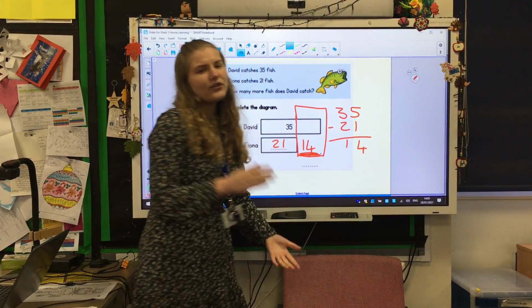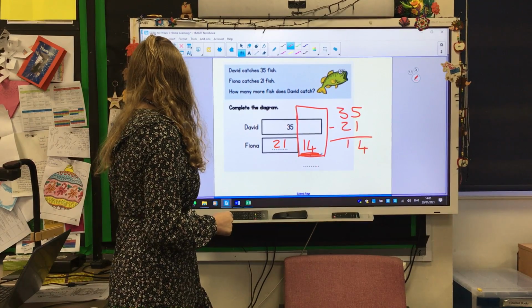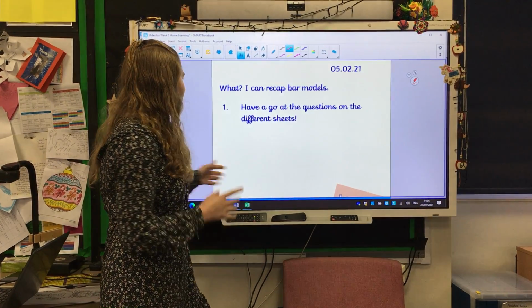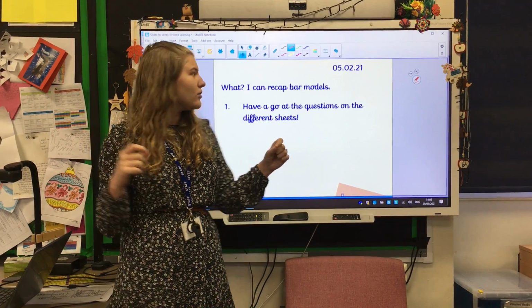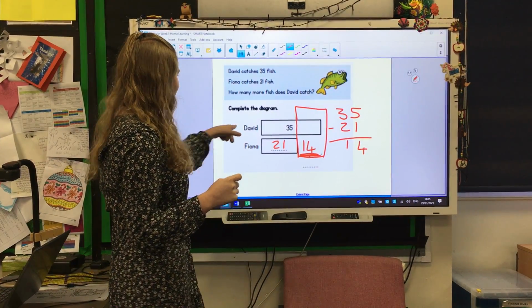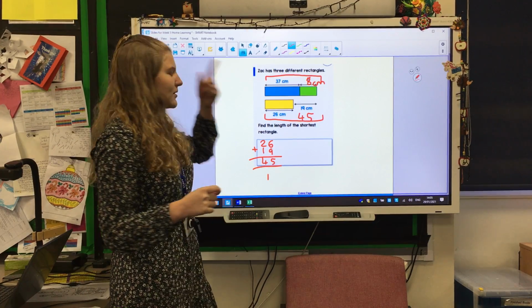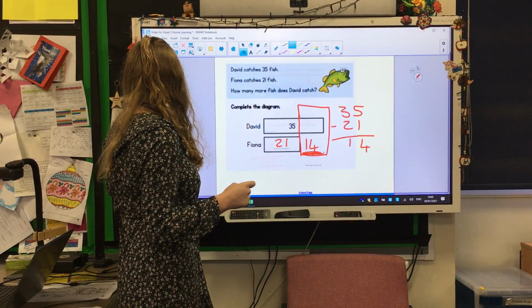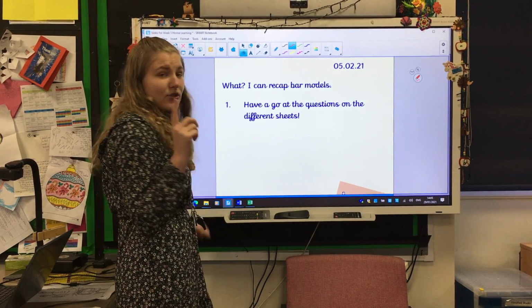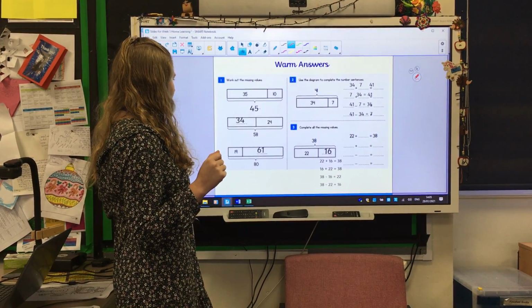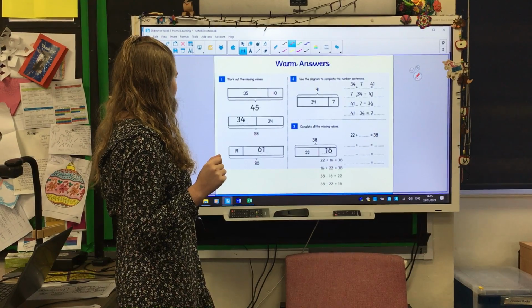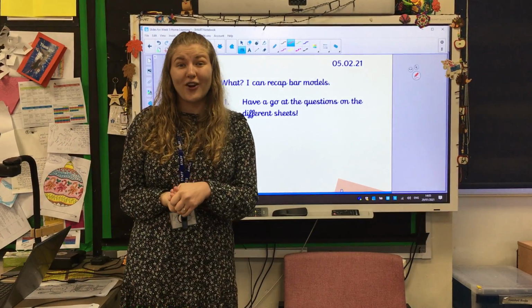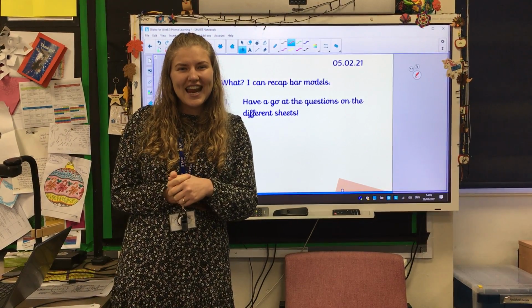There we go. So you guys are now going to have a go at some different questions. Okay, so you're going to need to draw your bar models just like we've used here, because it helps you to visualise it even more. Okay, so the answers to your worksheets are on the slides. So when you're finished, don't look at them now, you can have a check and make sure you've got those right, okay?